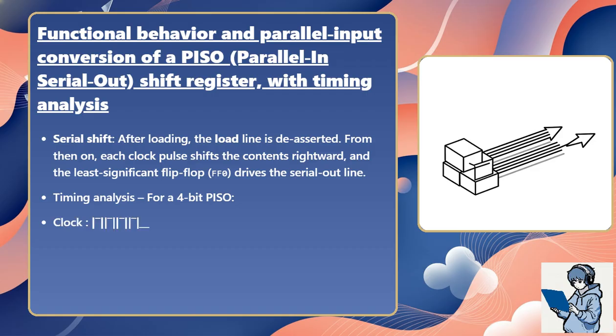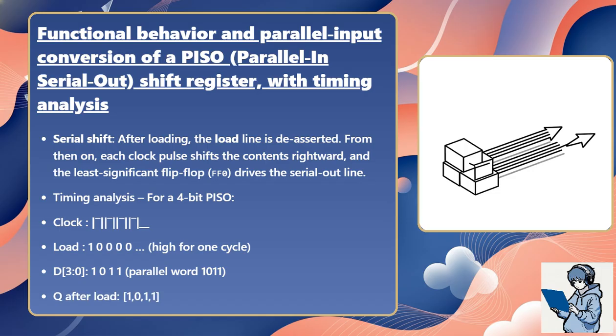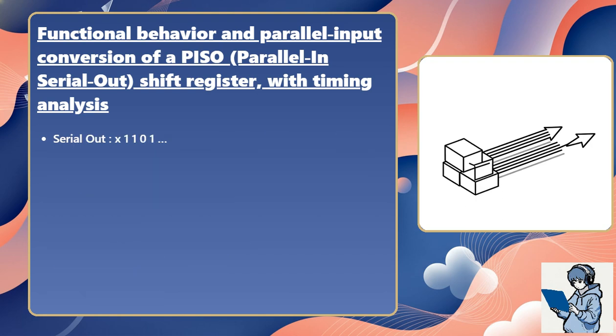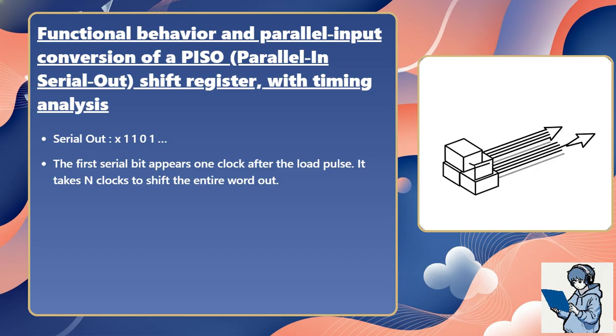Timing analysis for a 4-bit PISO. Clock: load high, low, high, low, high, low, high. Load is high for 1 cycle. Parallel word D3 to 0 is 1011. Q after load is 1011. Serial out is unknown at first. The first serial bit appears 1 clock after the load pulse. It takes n clocks to shift the entire word out.